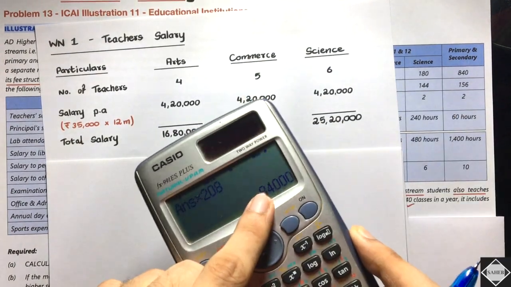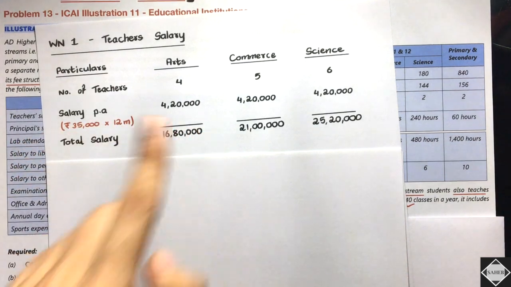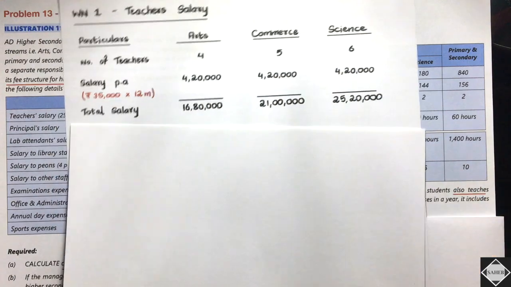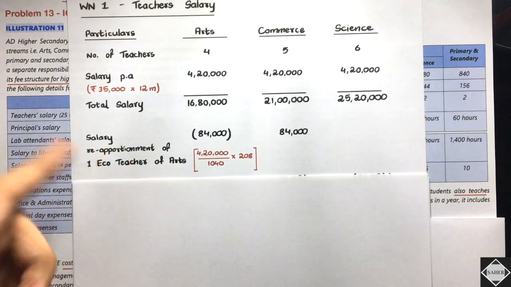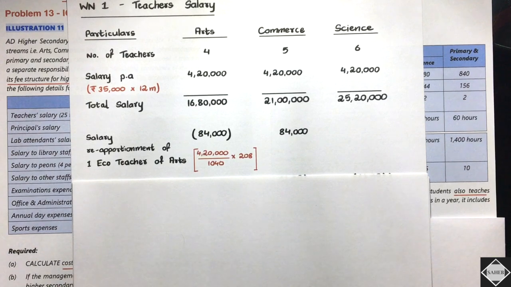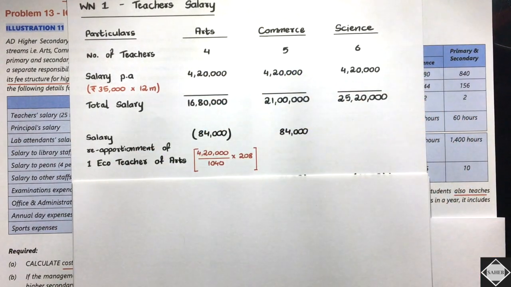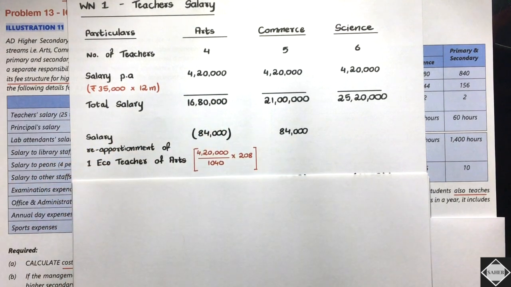But this 84,000, where is it lying right now? It is lying over here. So subtract and add it over here. Minus, plus. Okay, so see here. Salary reapportionment of one eco teacher, because we already did the apportionment over here. Here we are doing reapportionment because of the adjustment. 84,000 minus, 84,000 plus. Okay, you understood this. This is a very important adjustment of this question.